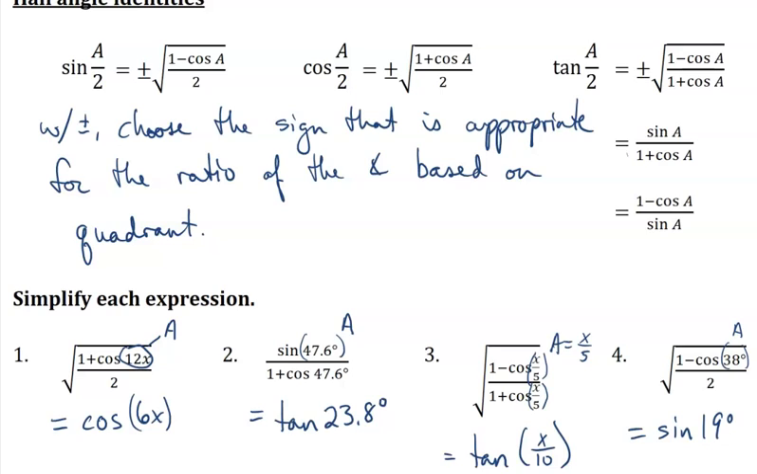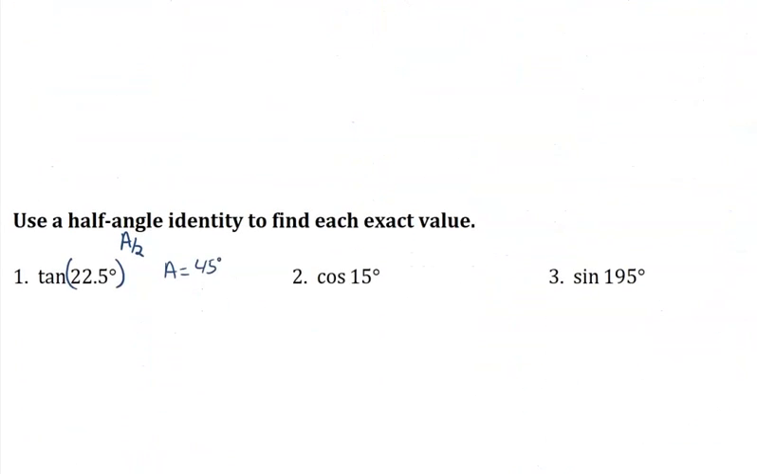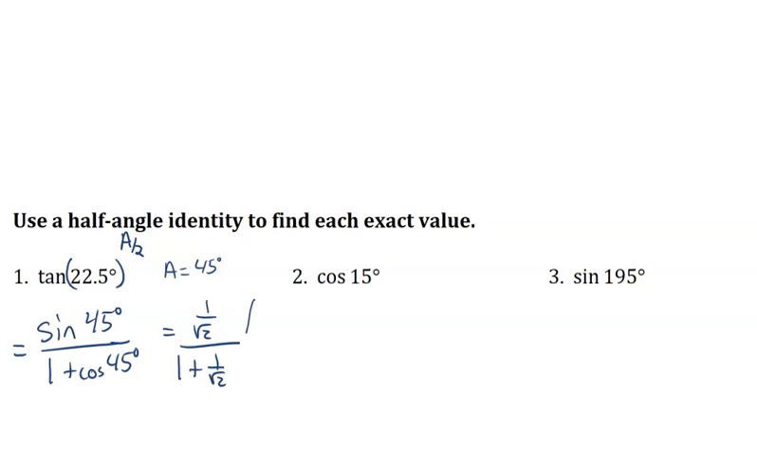We're going to use both of these and show that we end up with the same thing, but I'm not going to use that one. So sine A over 1 plus cosine A. So sine of A over 1 plus cosine of A, again 45 degrees. So that's 1 over root 2 all over 1 plus 1 over root 2.